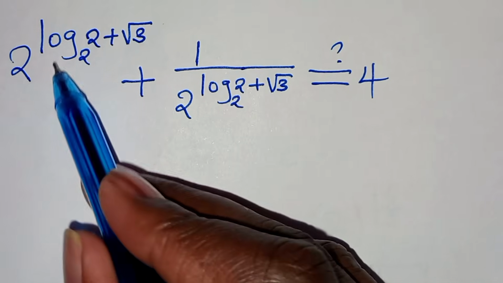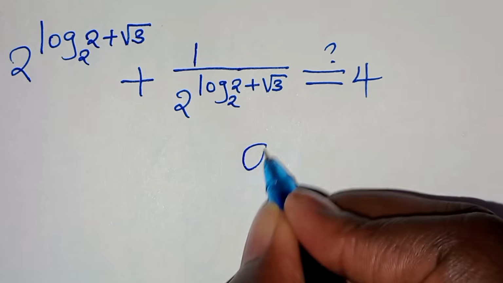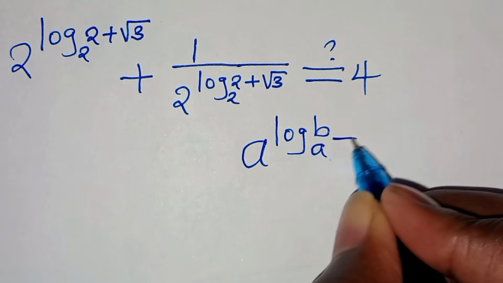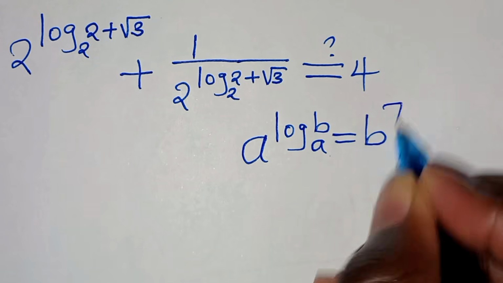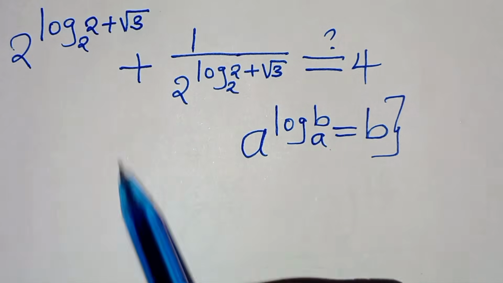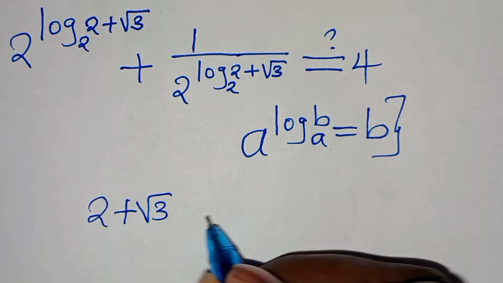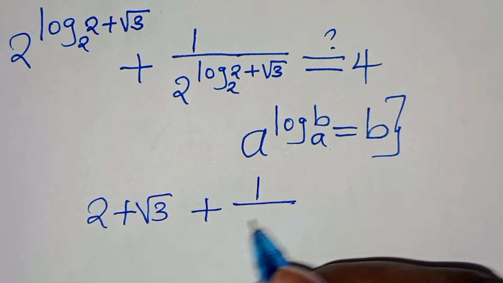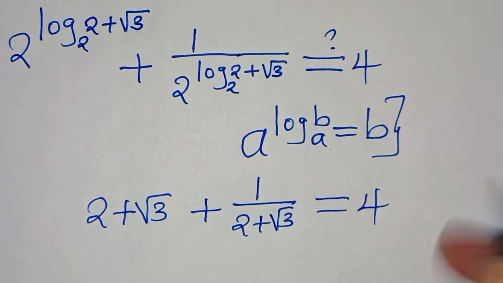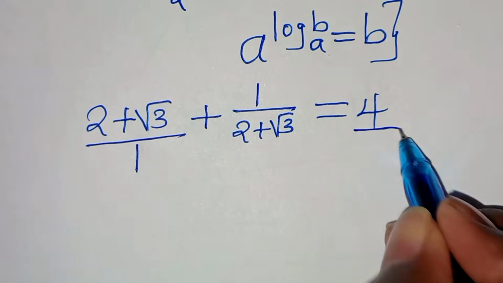Now we have 2 to the power of log of 2 plus square root of 3 to base 2. This is in the form of A to the power of log B to base A, and this should give us a value of B. Applying this logarithm property, here we have 2 plus square root of 3 plus 1 over 2 plus square root of 3. This should give us a value of 4. Now, this is a whole number and also 4 is a whole number.